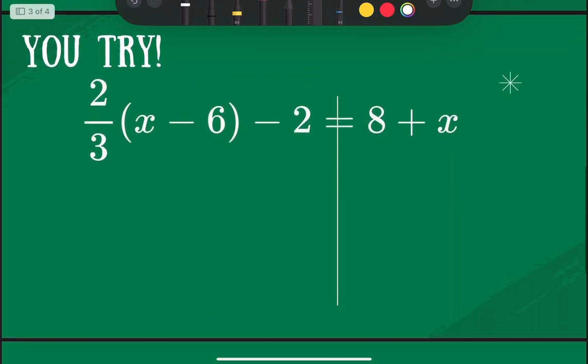So now take a moment and pause the video to try this problem out. Just keep going until you can, and then just unpause the video and let's work on it together.